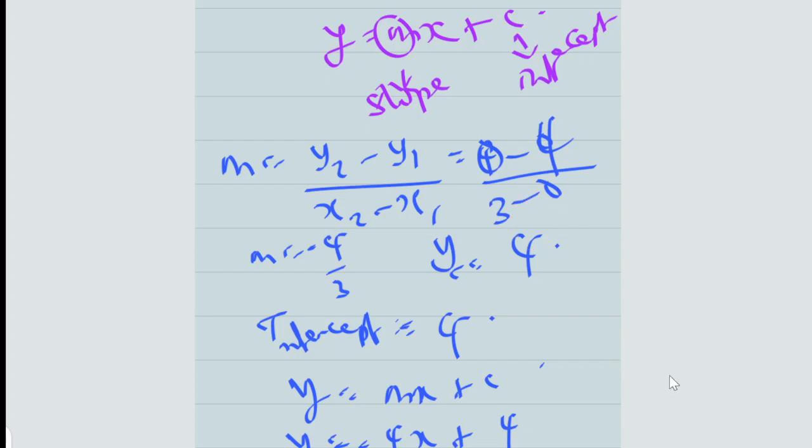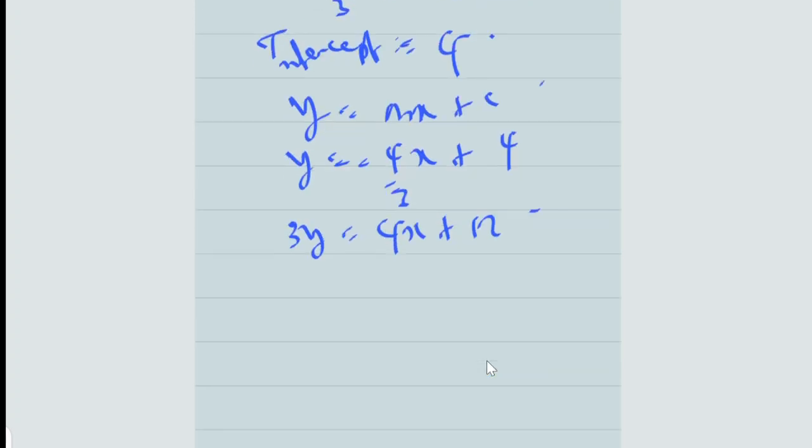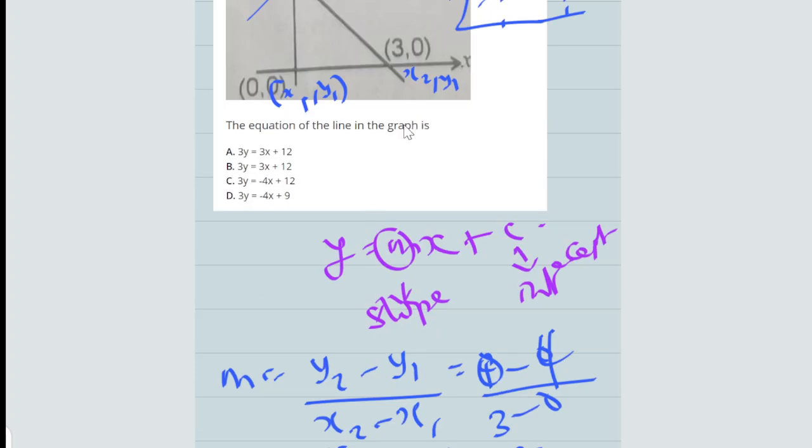So then if this is minus 4 over 3, and you multiply now, I'm going to have minus 4x here. 3y is equal to minus 4x plus 12. So plus 12.